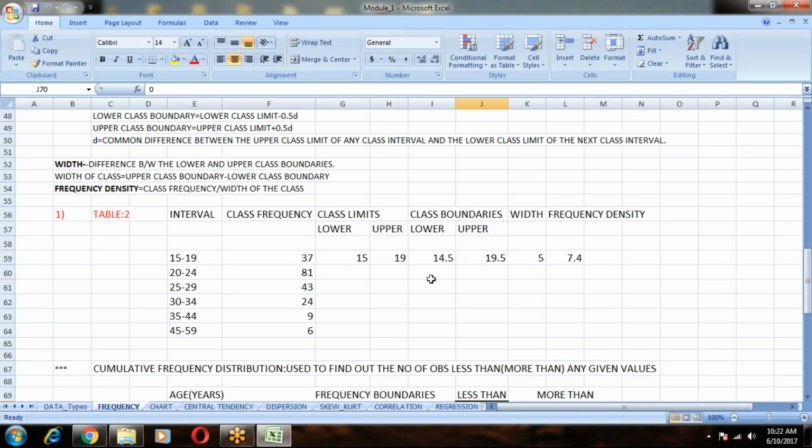Then we are having the class boundary. How to calculate it? Consider this 19 and 20. The difference is 1, dividing it by 2 we get 0.5, adding it to each range's upper limit and deducting it from each range's lower limit. So we have got 14.5 as our lower boundary and 19.5 as our upper boundary, with the difference between the upper boundary and the lower boundary being 5. And then frequency density is the class frequency, this 37, divided by the width of the class, that means 5. So we have got 7.4.